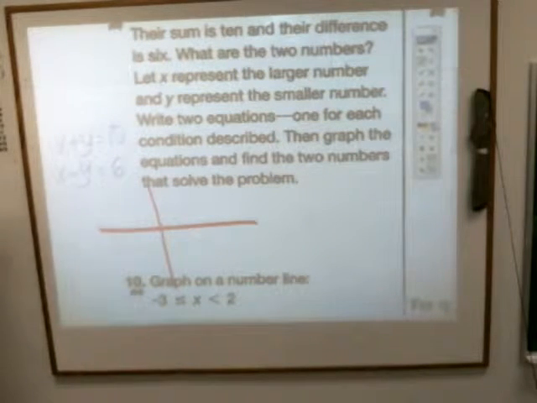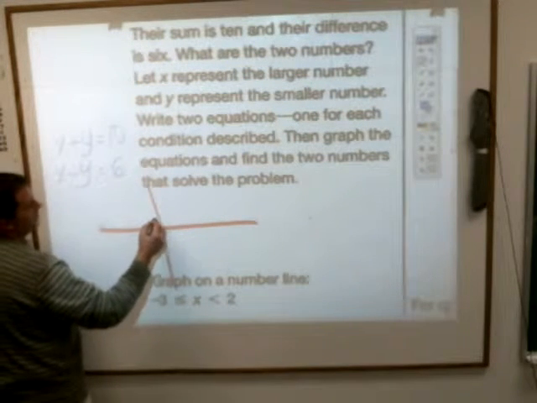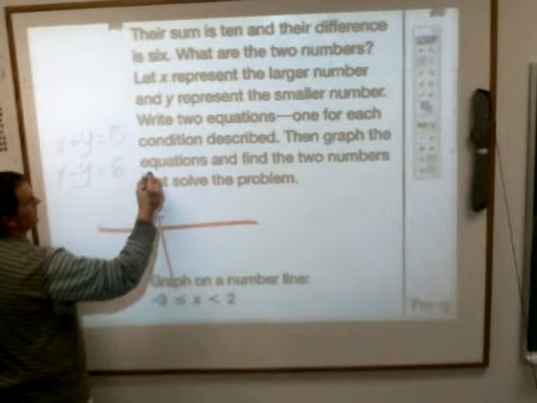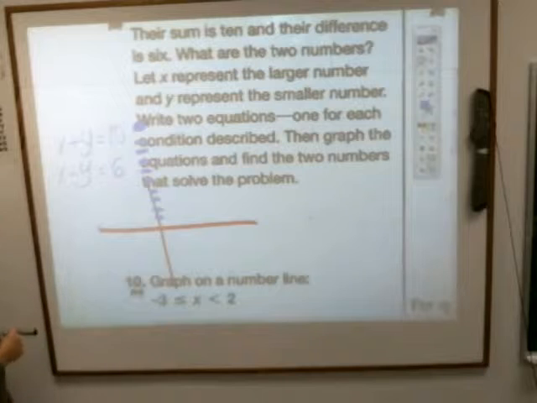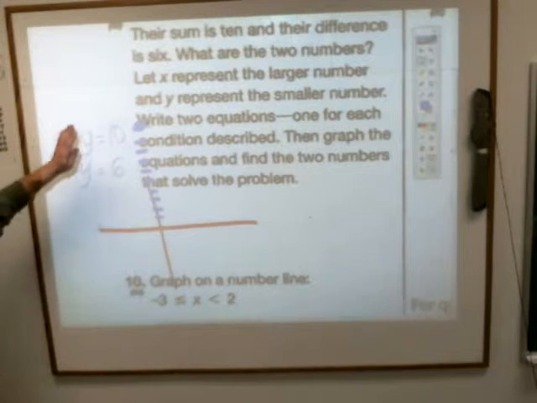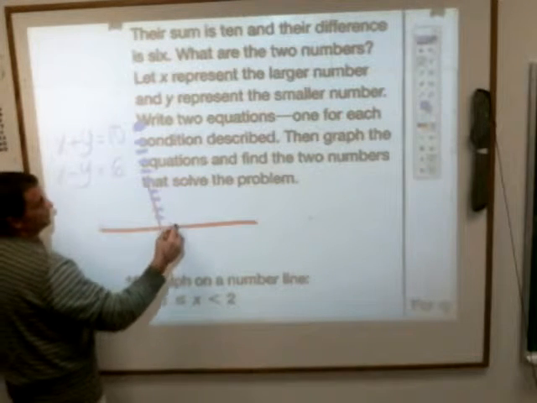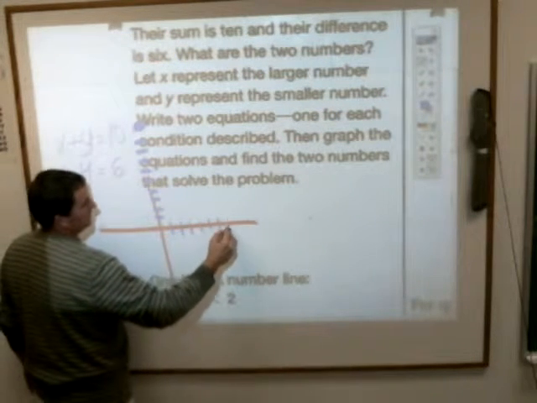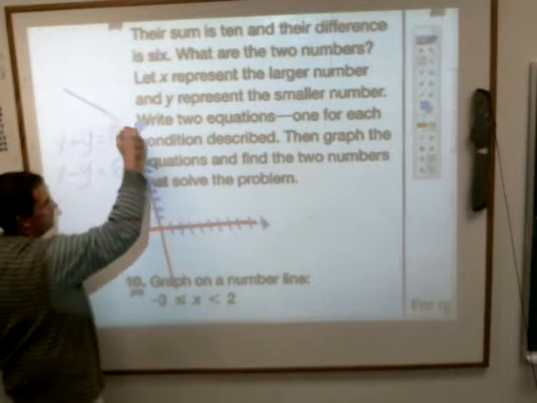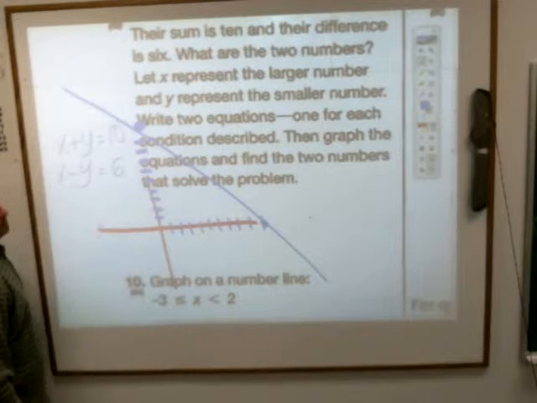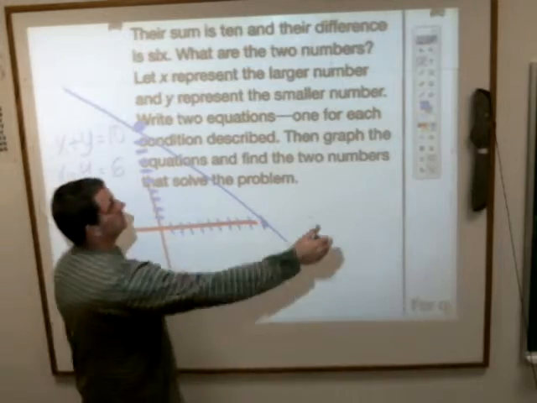In other words, if I cover up the x, what does y equal? 10. So on the y-axis at 1, 2, 3, 4, 5, 6, 7, 8, 9, 10, you put a dot. That's my y-intercept. Cover up the y, x equals 10. That's where it crosses the x-axis. 1, 2, 3, 4, 5, 6, 7, 8, 9, 10. Now I've got my two points. I draw my line. That's the first line. Now I have to do the exact same thing for the other one.